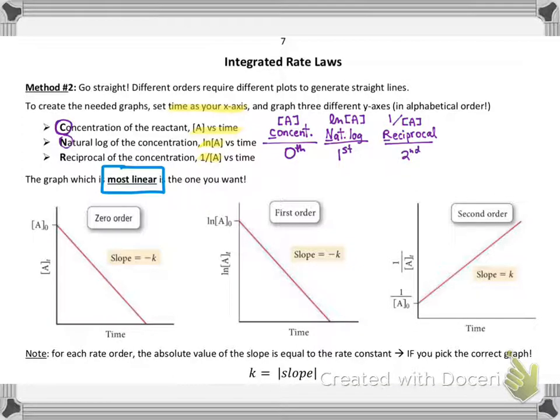And even better, once you find the graph which is most linear, you can find the rate constant by looking at the slope. For every single one, it turns out the absolute value of the slope is equal to the rate constant. Of course, that only works if you pick the correct graph. Because notice, two of the graphs, the one for the 0th order and the one for the first order, are actually negative slopes. So you would have to take the absolute value, aka the positive value, to get the rate constant. But of course, the second order one already is positive. So you are safe if you remember, just take the absolute value and you will always be able to find the slope. All right, so let's look at a beautiful summary of this information.